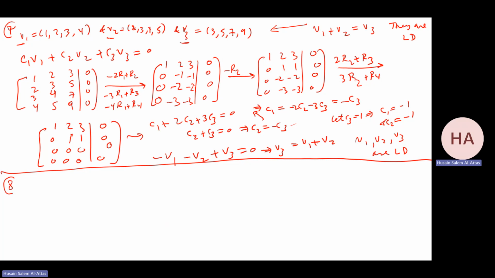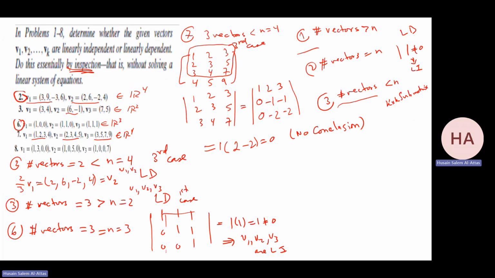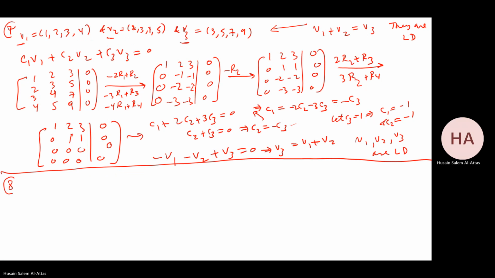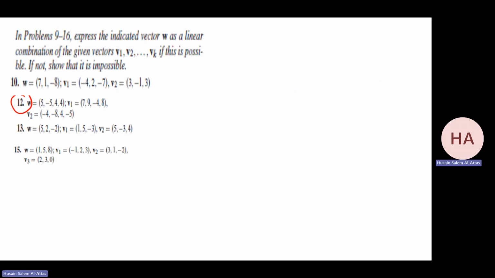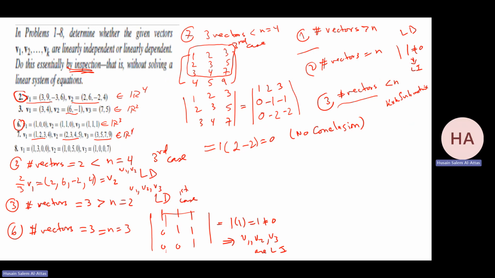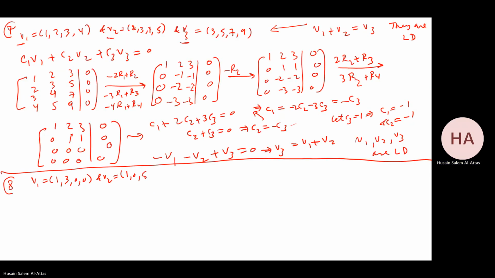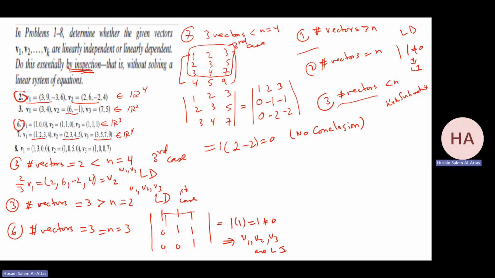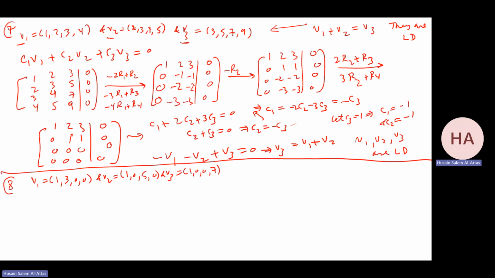Okay, let me do number 8. Number 8, the vectors are what? 1, 3, 0, 0. Let me write the vector. And V2: 1, 0, 5, 0. And V3: 1, 0, 0, 7. Okay, so I have three vectors in R4.